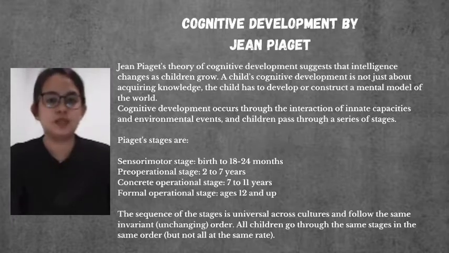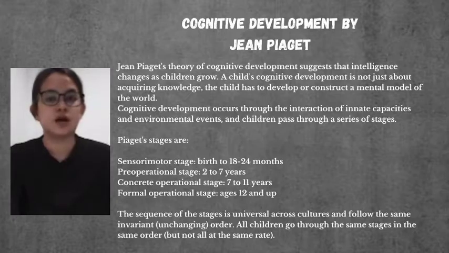Jean Piaget's theories of cognitive development suggest that intelligence changes as children grow. A child's cognitive development is not just about acquiring knowledge. The child has to develop or construct a mental model of the world. Cognitive development occurs through the interactions of innate capacities and environmental events, and children pass through a series of stages.